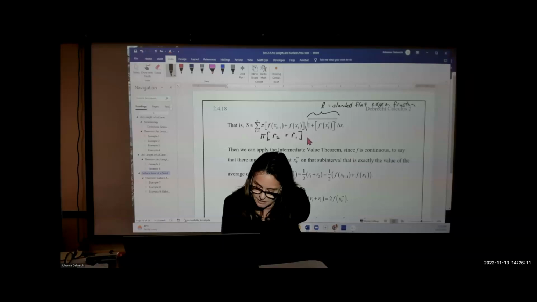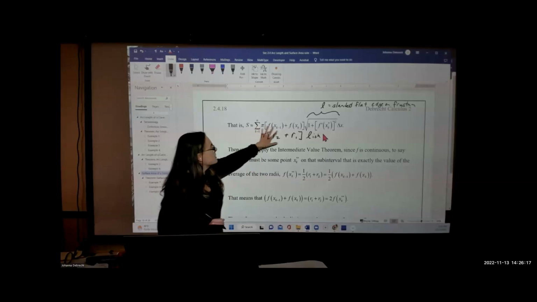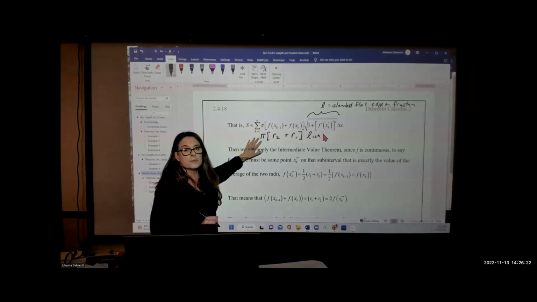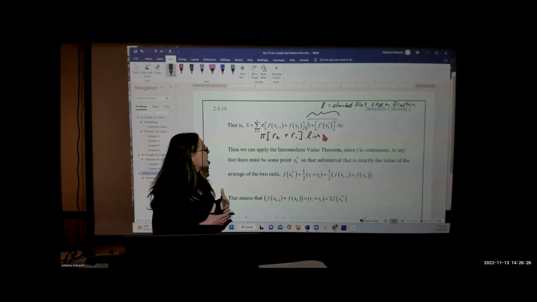And this is L-ish. All right. So now what we're going to do is look at this and see if we can simplify this formula, because after we sum them together, we're going to take the limit as n goes to infinity. We want to be able to integrate.